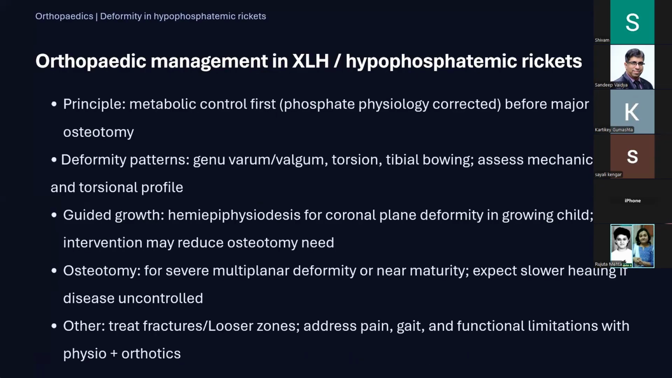Coming to orthopedic management of X-linked hypophosphatemic rickets, the basic principle remains the same: we control the metabolic cause first before any major surgical intervention. Deformity patterns can be varied. Genu varum and valgum can occur. There can be torsion or tibial bowing. Assessment of the mechanical axis and torsional profile should be done.